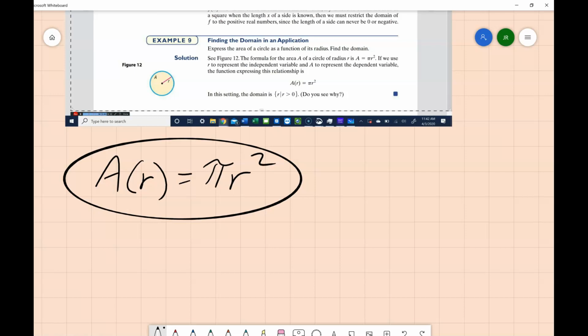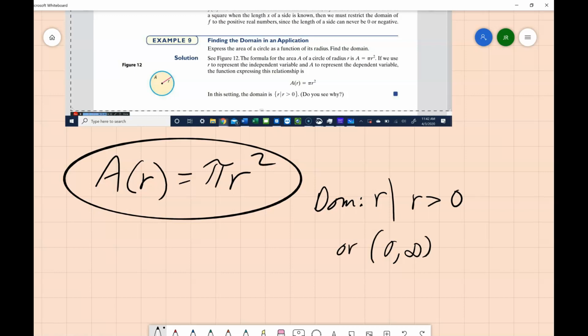What about the domain? In other words, what are the possible values for the radius? What can the radius of a circle be? All right. It can't be negative. The radius of a circle can't be a negative value. It has to be positive. What about 0? Could the radius of a circle be 0? It can't be that either, because if it was 0, it wouldn't be a circle, it would be a point. So we would say the domain is all r such that r is greater than 0. Or you could say 0 to infinity.